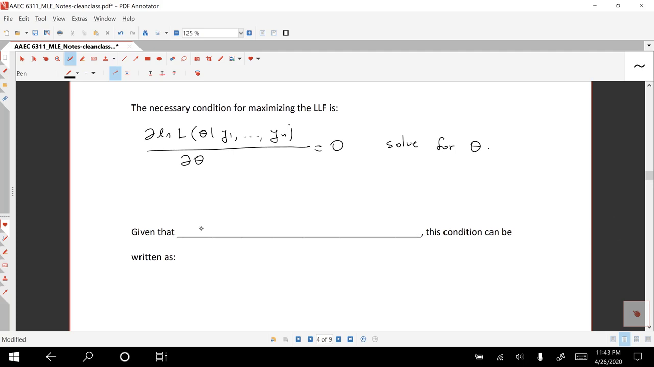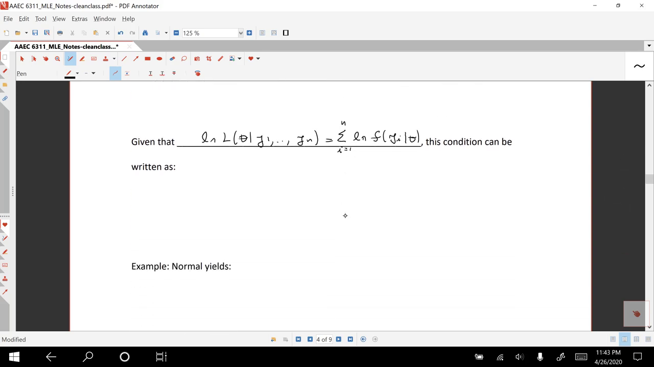Now, given that the log likelihood function is equal to the sum of the logs of the PDF for the individual observations, you see that the necessary condition can be rewritten. This is called J. Remember, that's the derivative of the log likelihood function with respect to theta. It is the same as the sum of the derivatives of the logs of the PDF for the individual observations with respect to theta.